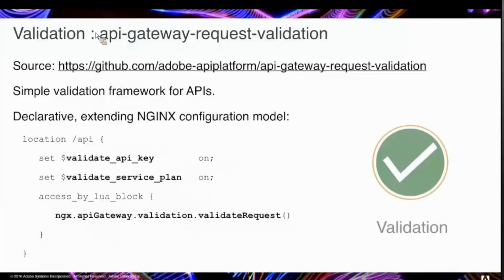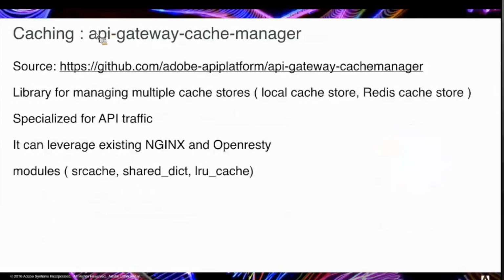I'm just going to briefly introduce these 4 modules and show you some things in action. So we have the API Gateway Request Validation. For reference, there's a link to where the code is. It's a simple validation framework for APIs on top of Nginx. It's declarative. If you're not afraid of reading some configuration file, it says that in this location, which is /API, we configure the gateway to look for an API key and validate it, and also look for the service plan, which is how we ensure throttling and rate limiting. And then we validate this request. The source is in GitHub. As I said, I provide it here as a reference.